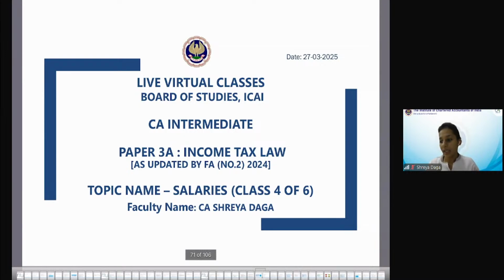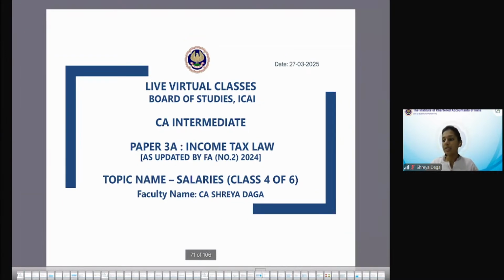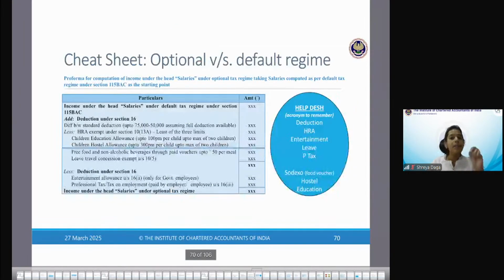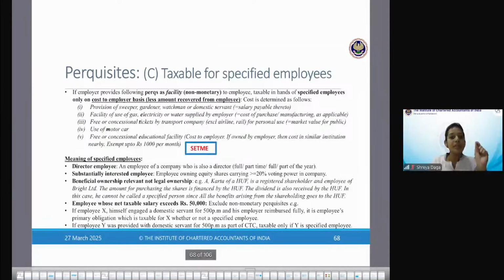And I don't forget my promises. I do remember that in the last class I told you that I will give you an acronym, a small term to help you remember those 5 items. To quickly recall, those 5 items were taxable only for specified employees like a director employee or a significant shareholder employee holding more than 20% shares in that employer company, and whose taxable salary is more than 50,000. So if any of the conditions are satisfied, the person becomes a specified employee.